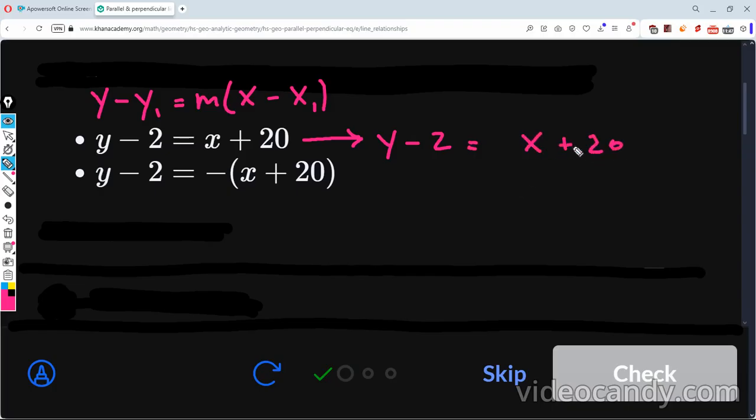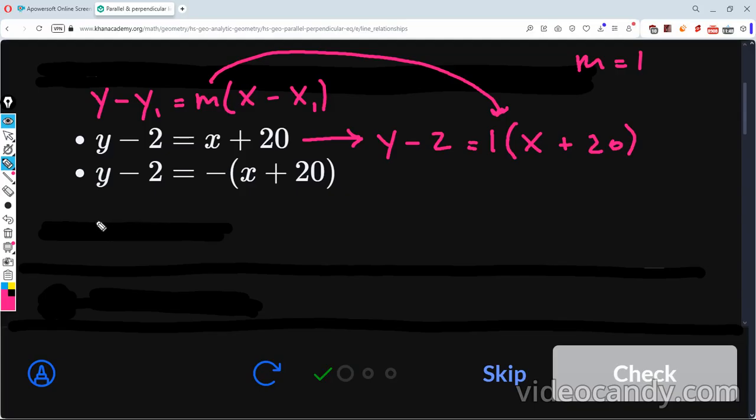Now, I can take that x plus 20 and put a 1 in the front. If you multiply something by 1, it doesn't change anything. So I can see m in front of the x minus x1 right here. I can see the slope m is just 1. So for the one on top, the slope m is just 1.